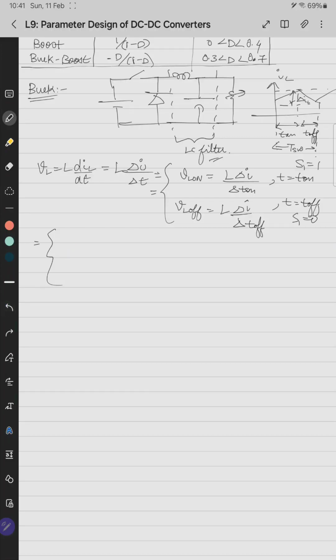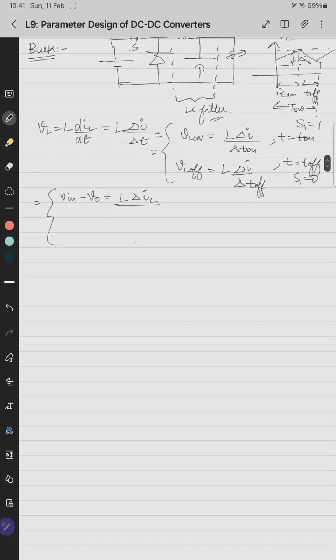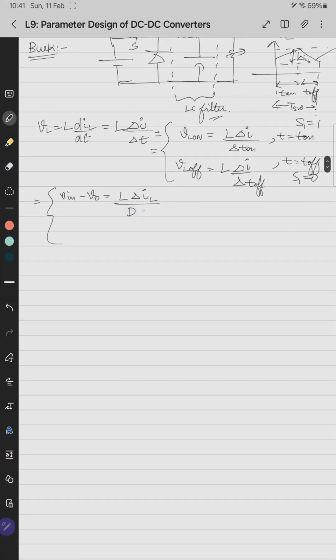If we substitute, what will be the V in on when the switch is on? When the switch is on, the voltage across the inductor is V in minus V naught, where V naught is less than V in. So it is V in minus V naught equals L into delta IL by delta T on. What is the value of the time delta T for on time? It is D into T switching. So I'll write D into T switching.